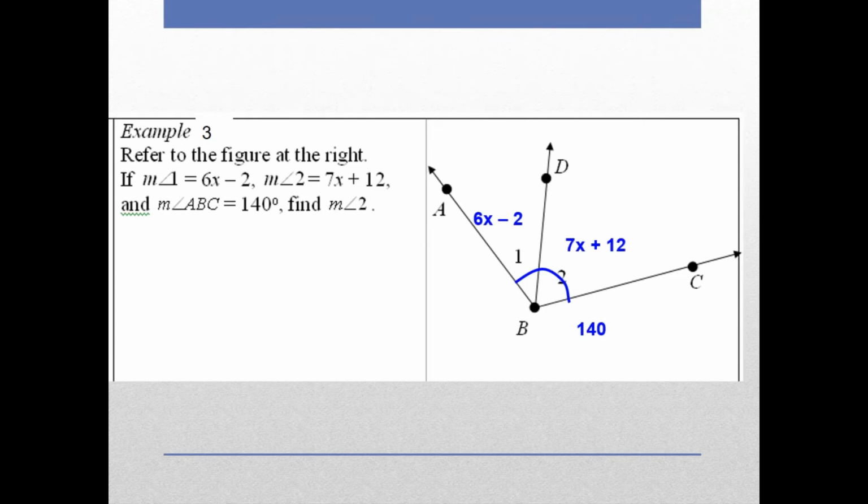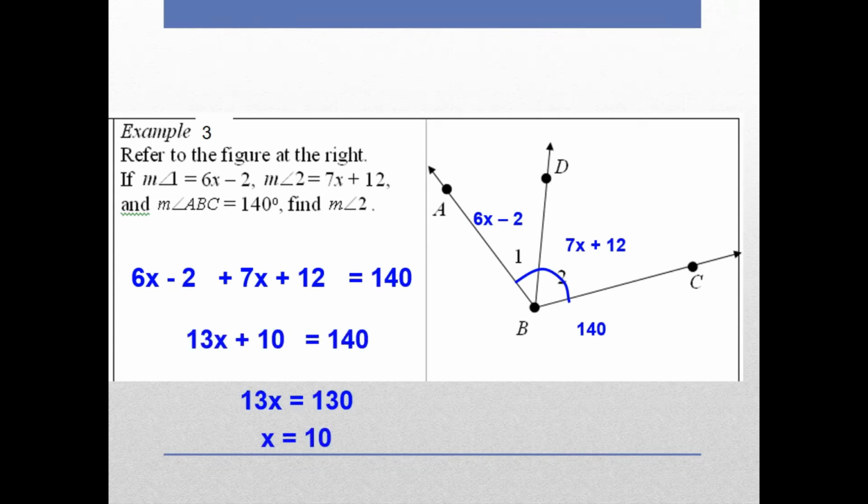So if I want to find angle 2, first I need to know x. So setting up the equation is just a part plus part equals whole problem. Then combine like terms and solve from there. So you end up with x equals 10. You're not done yet because this asked you to find angle 2. So you need to substitute your variable value back in for angle 2. So you're going to do 7 times 10 plus 12, which is 82.